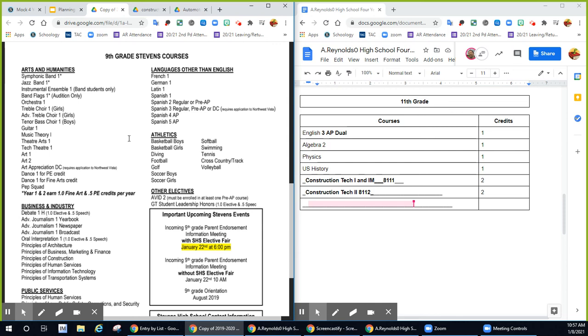I think that what I'm going to do is I'm going to take Tech Theater 1. Okay, because it works with your endorsement, right? It works with my construction stuff, and it can help me practice my building skills. Sounds great.